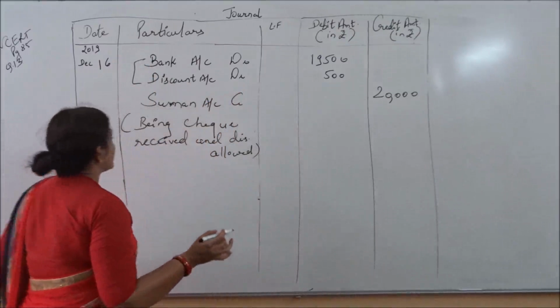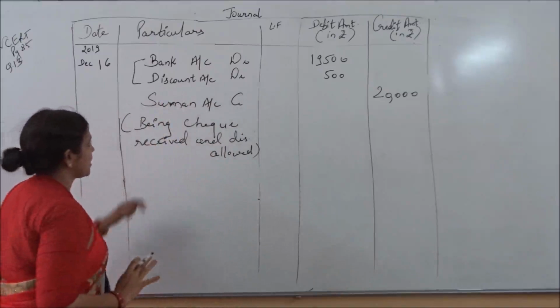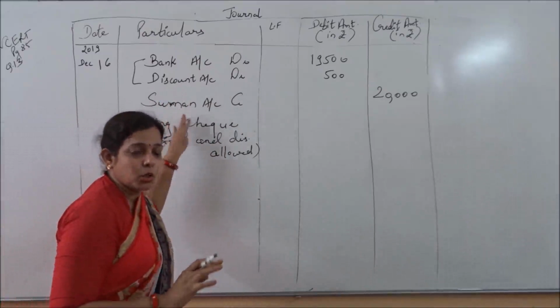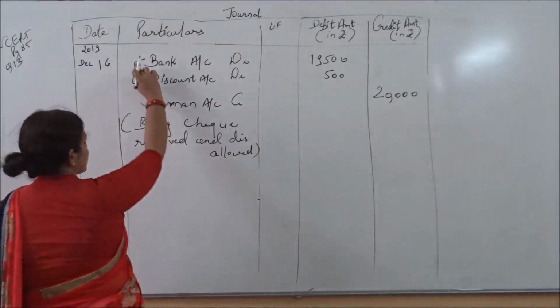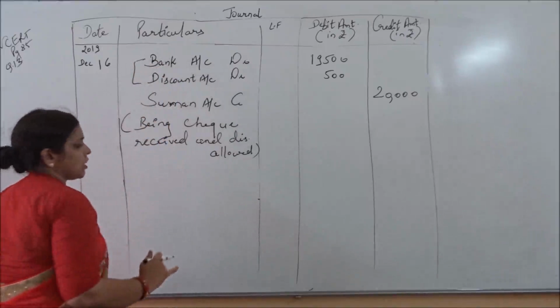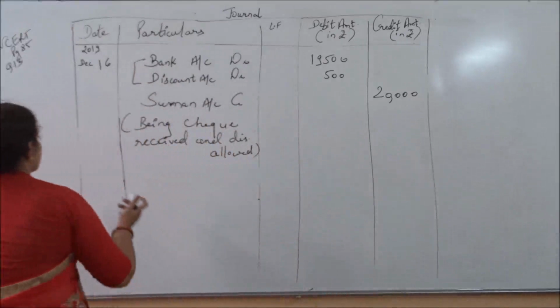Okay? Otherwise, generally many students write bank on the debit side, and discount they write on the credit side along with the party's name. Then your transaction is totally out of track, and it is completely wrong. Just remember this one hint, that bank and discount will come together, either in debit or credit. Okay? Now see the next one.